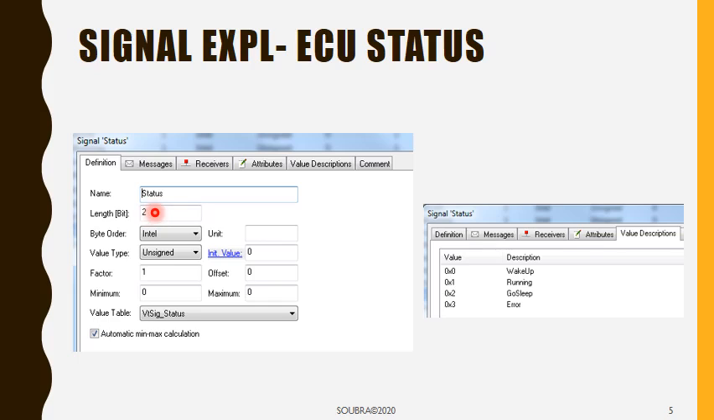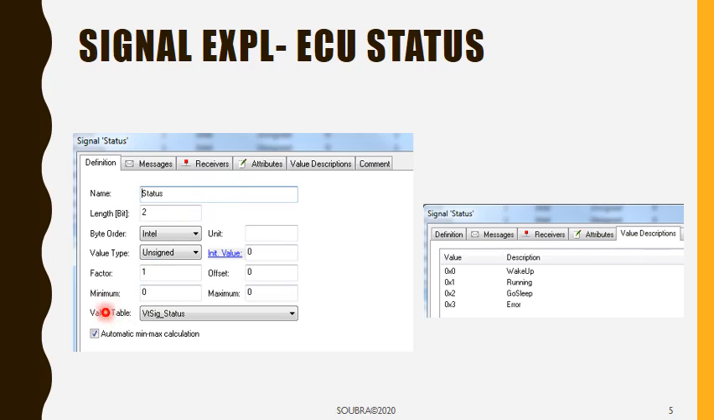So we're using 2 bits, so we can have up to 4 values, which makes sense. And we're using Intel, it's an unsigned, and we have no unit, which makes sense because it's a status. However, here there's something, so we have no resolution and no offset, so the resolution is 1, so we're good. We don't have smaller or bigger steps. However, here it feels like we're not using the maximum and minimum value, and it makes sense because we're not representing a physical value, we're representing a state of something.